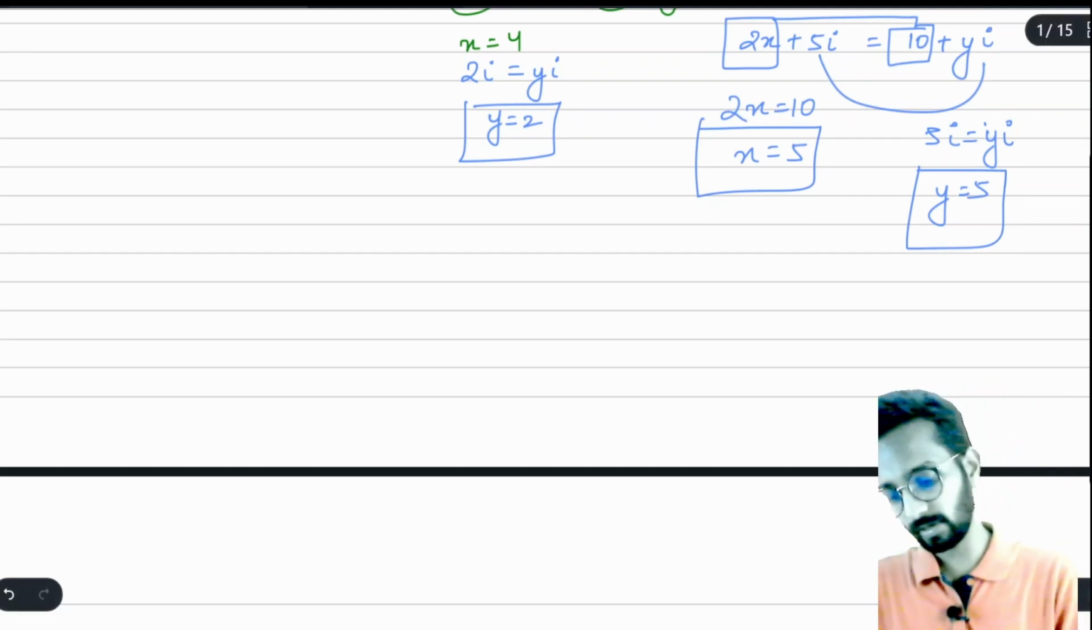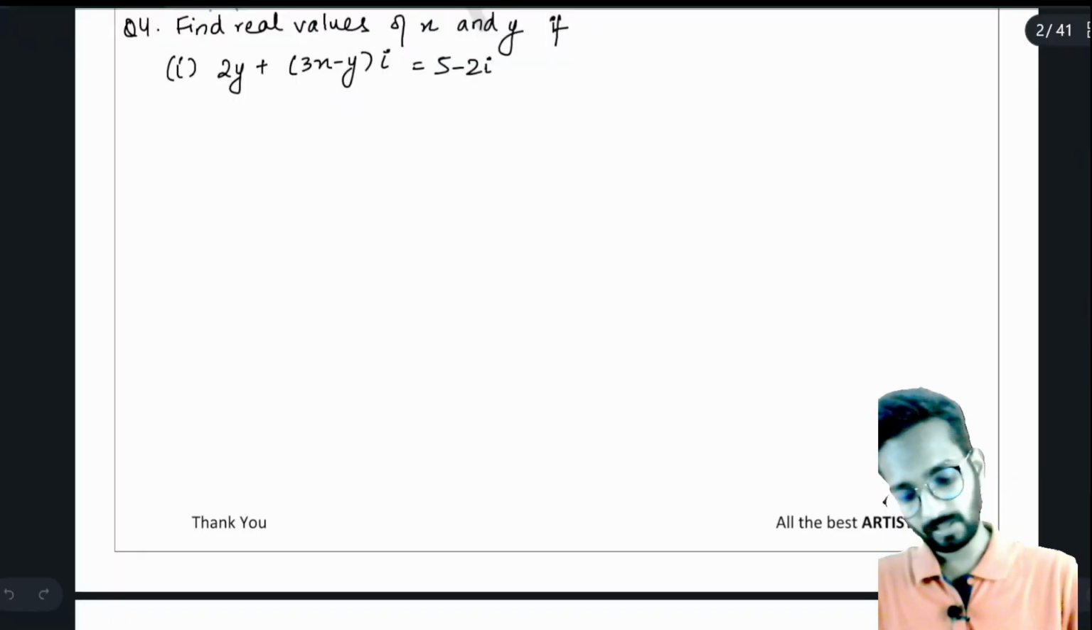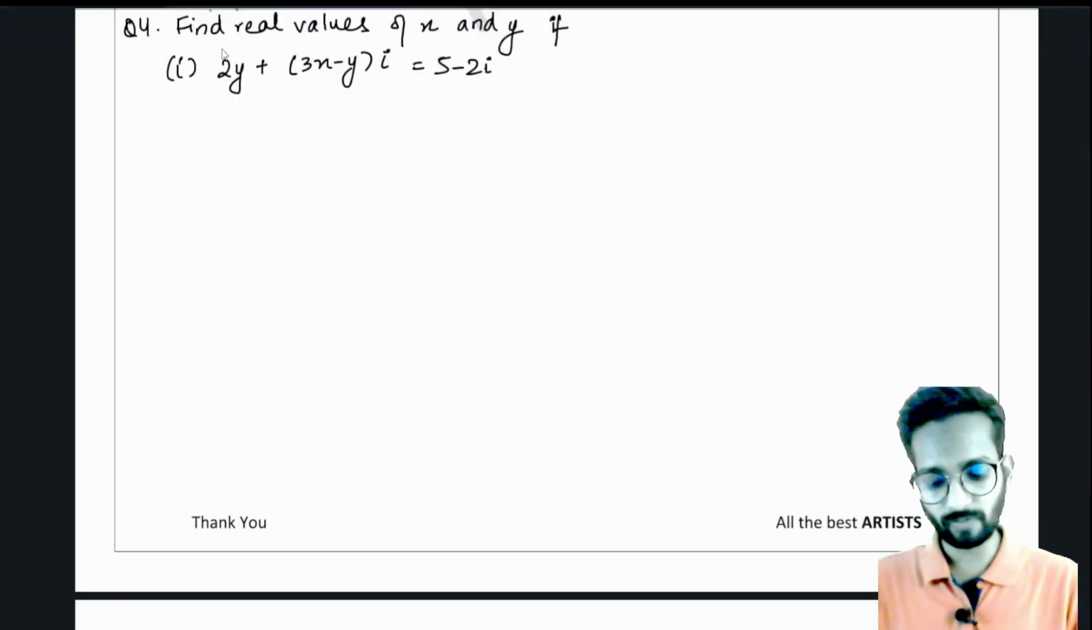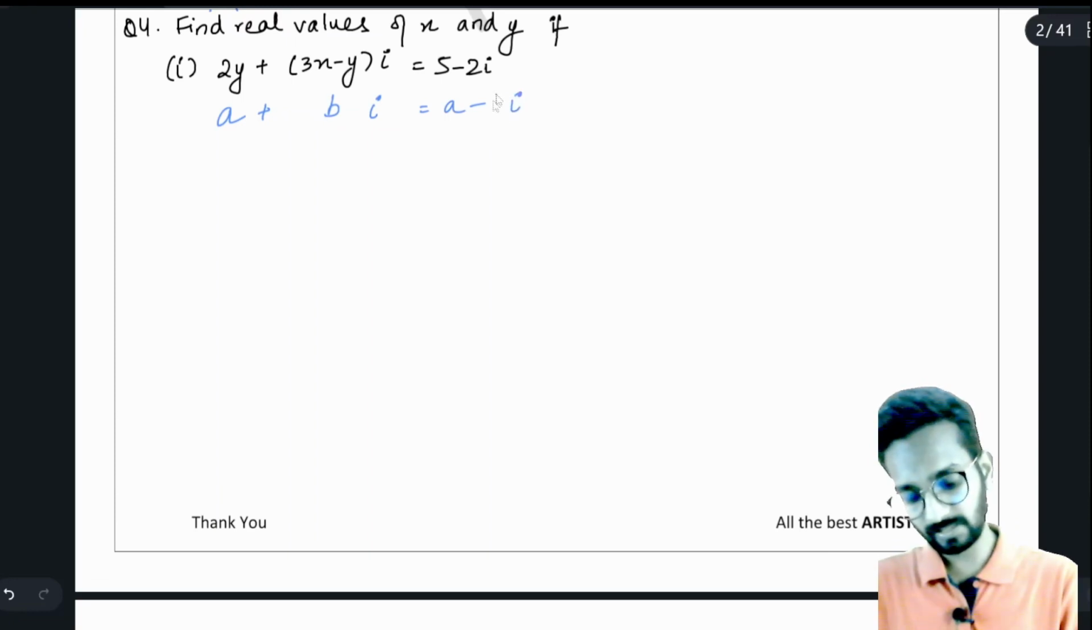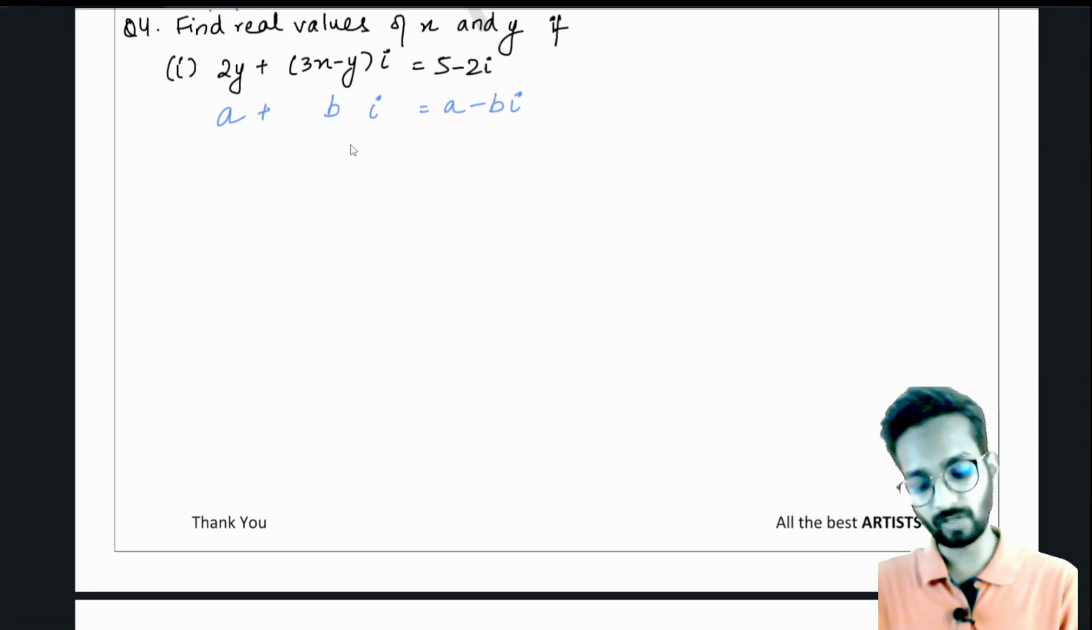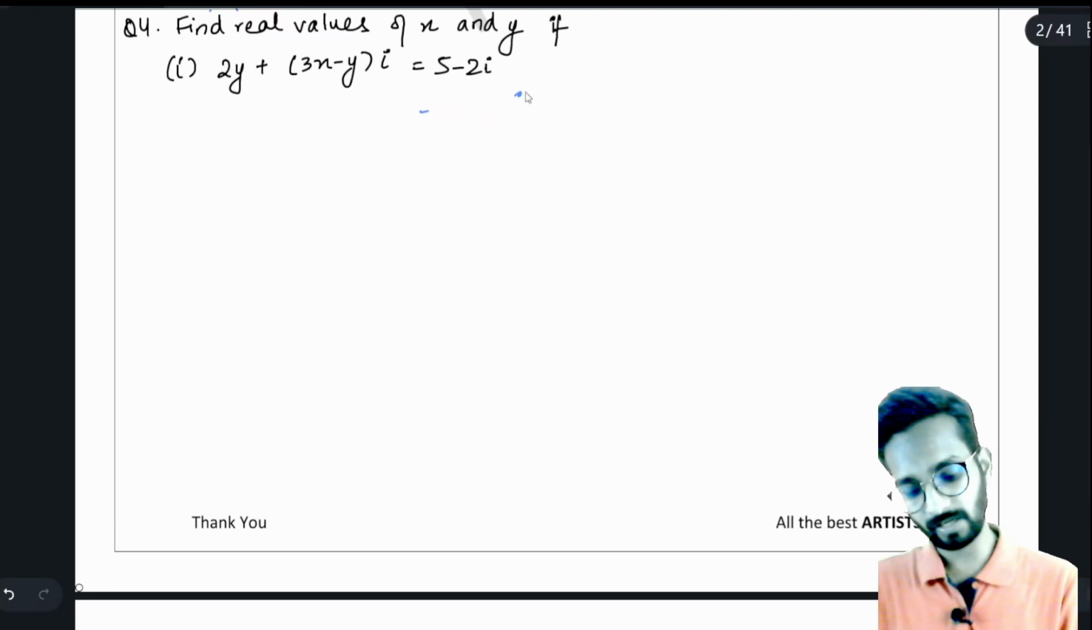Now coming back to our question, it has been given here that you have to find the real values of x and y if 2y plus (3x minus y) i is equal to 5 minus 2i. But remember this, if it is given in this form, that it is a plus i and b is given, and here also a minus i and some number is given, it might not be a and b, but if it is given in this form, then only we can replace it.